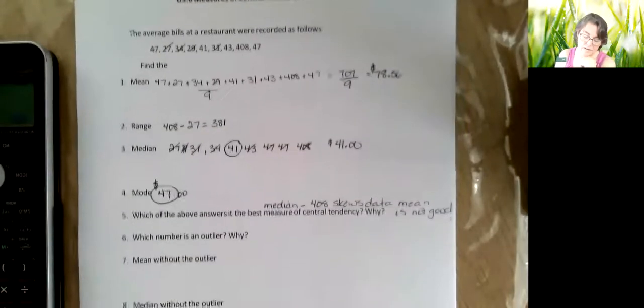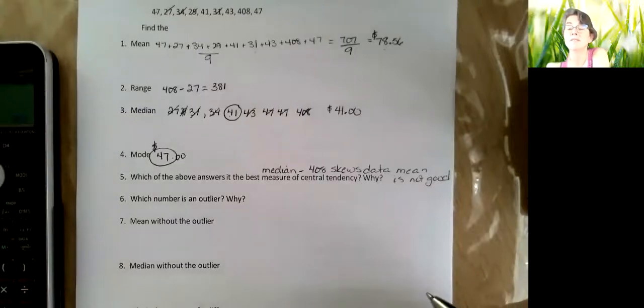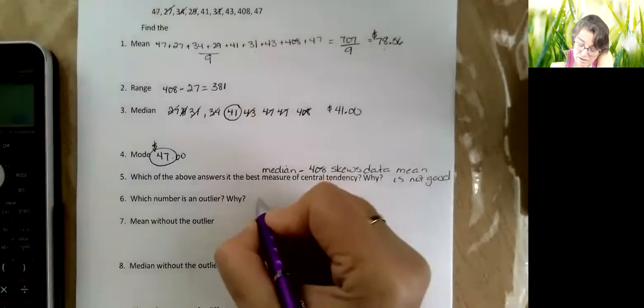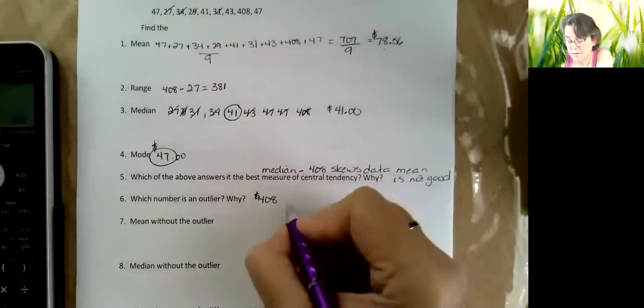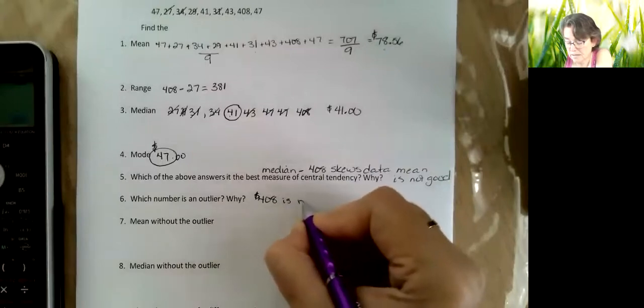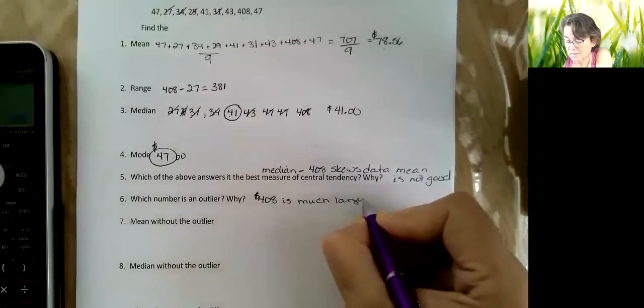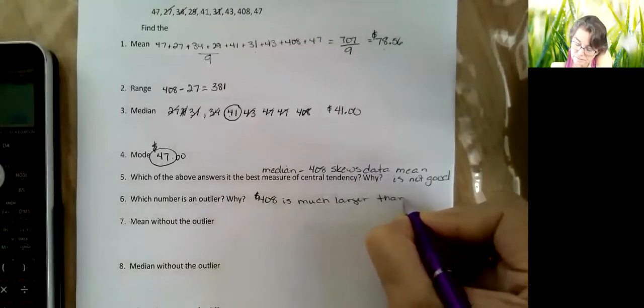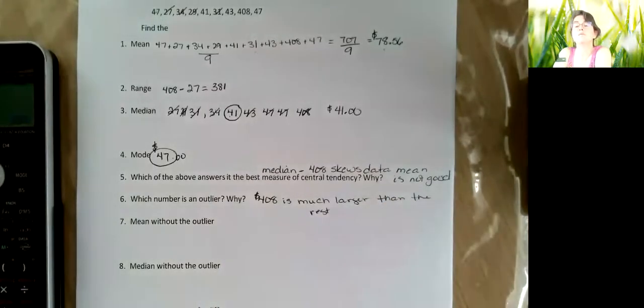All right. Which number is an outlier? Do you remember outliers? Outliers are bits of data that don't seem to fit in with everything else. Yeah. The 408 is way bigger. It's much larger. Don't write way bigger. So in math 20, you're allowed to say it's just way bigger. You don't have to worry about it.